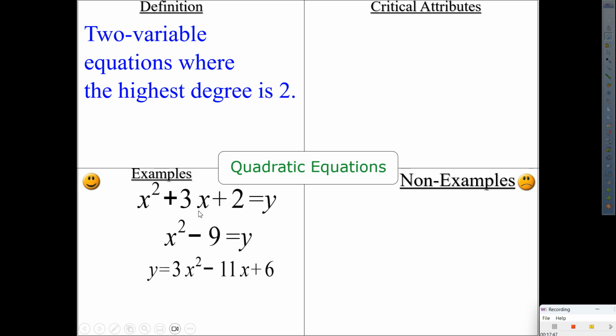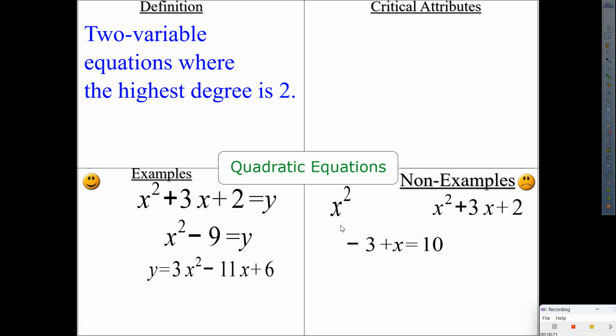Examples: x squared plus 3x plus 2 equals y, x squared minus 9 equals y, and y equals 3x squared minus 11x plus 6. Then copy these non-examples, and we'll talk them over right now.